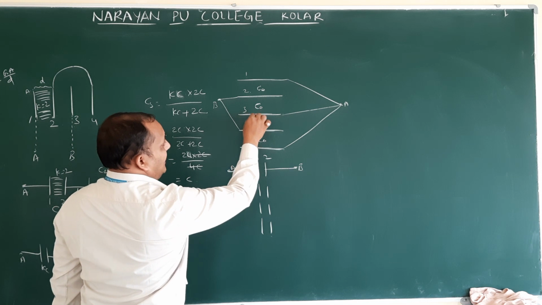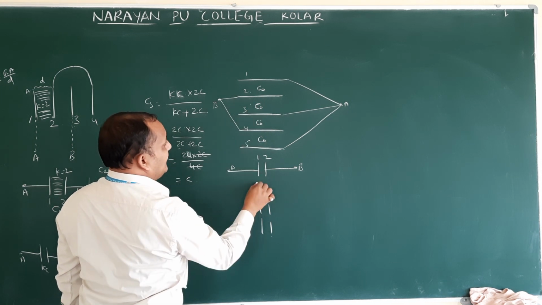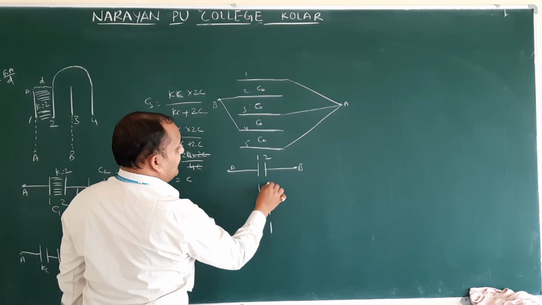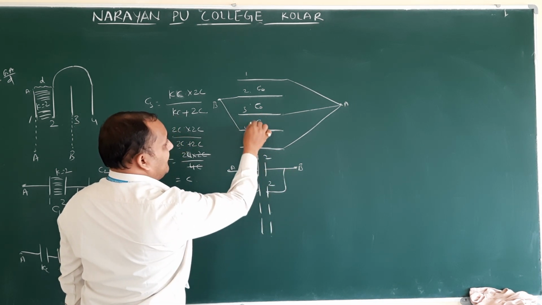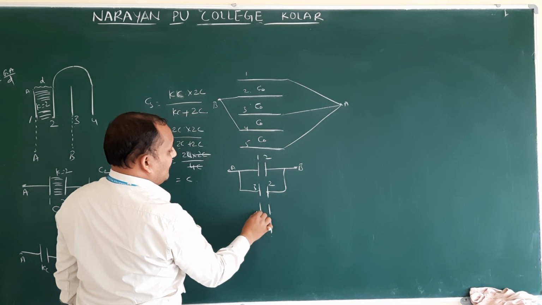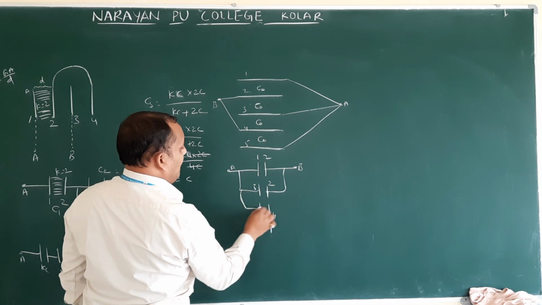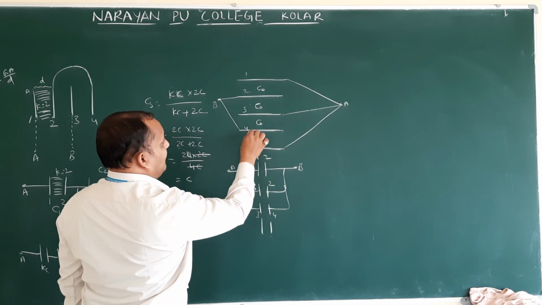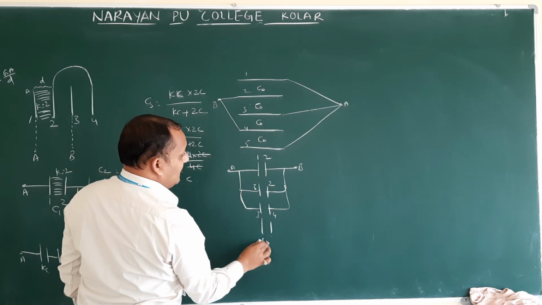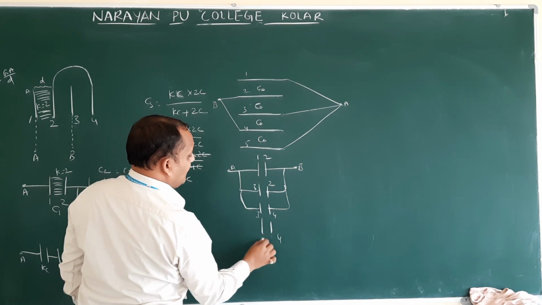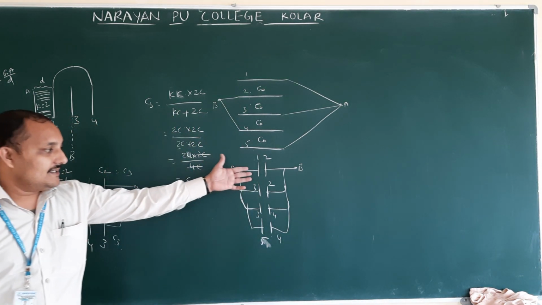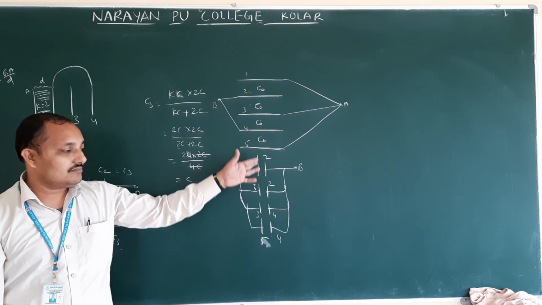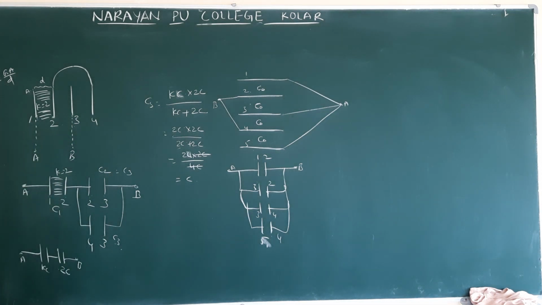Next, 2, 3. 2 is going for B, so for this one you should take 2, 3, like this. Next, 3, 4. Where 3 is going for A. 3, 4, like this. Next, 4, 5. 4 is going for B, which means you should take this one. Then what is the answer? C0, C0, C0, C0. So all are in parallel. Therefore 4C0.